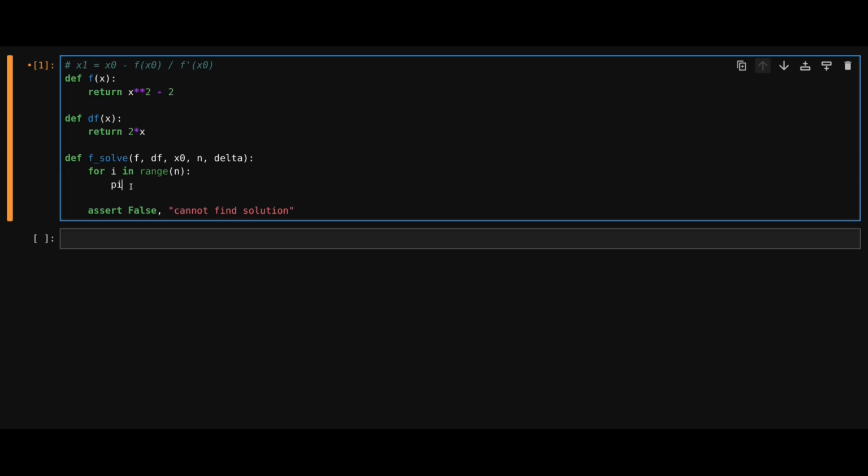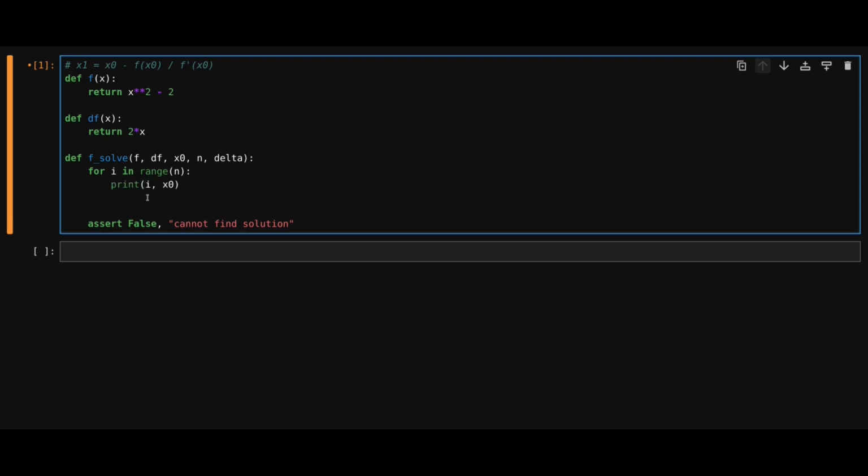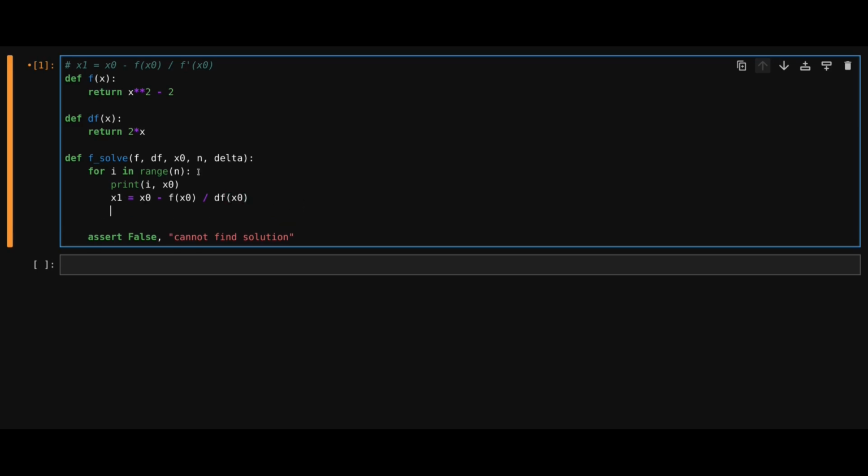Okay, so next let's write the Newton's algorithm for each iteration. And for debugging purposes, let's also print i and x0. So first we'll apply this algorithm. I'll just copy this and then paste it here. x1 is equal to x0 minus f of x0, where this f comes from the input, divided by f prime. Let's call this df, which also comes from the input. And this is how we get our x1. Next, we'll need to return x1 if the distance between x1 and x0 is smaller than delta.